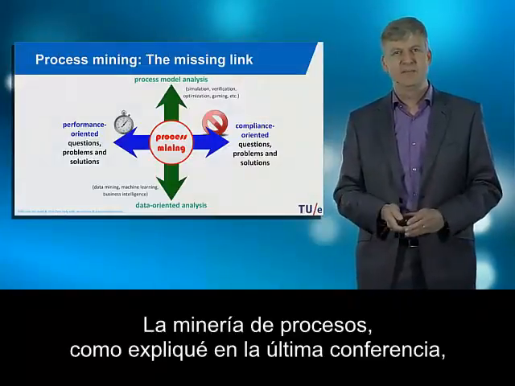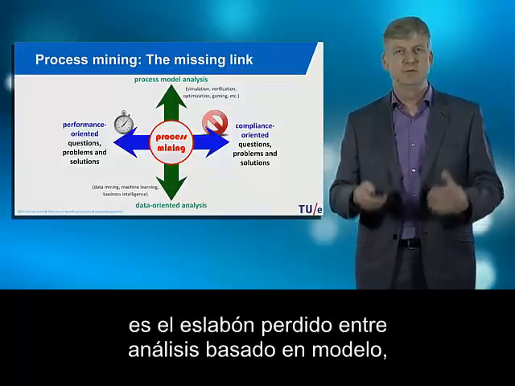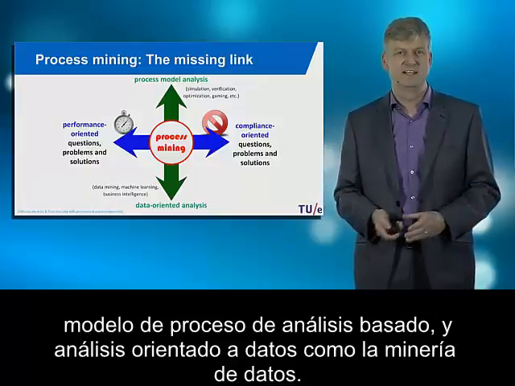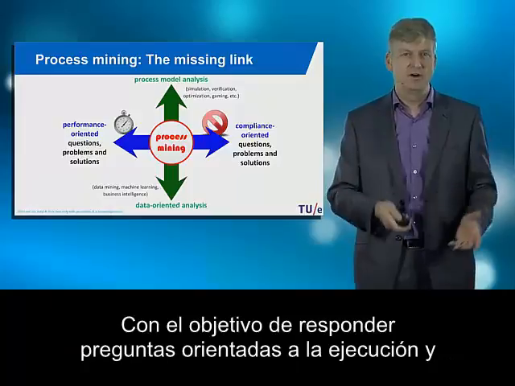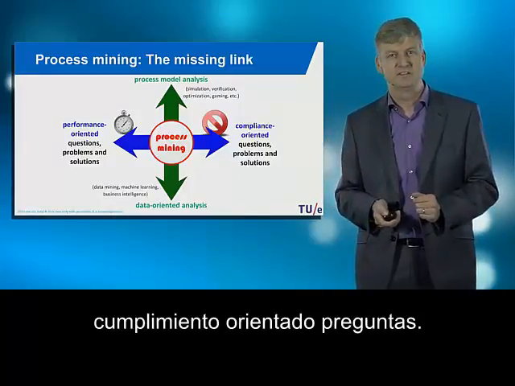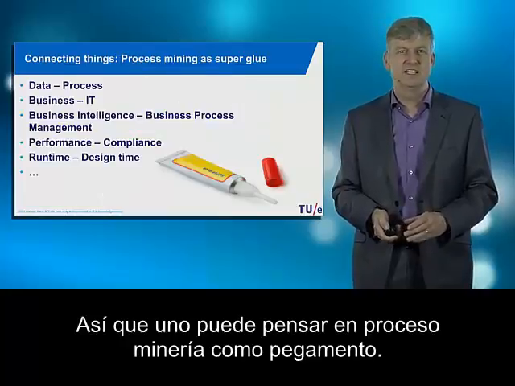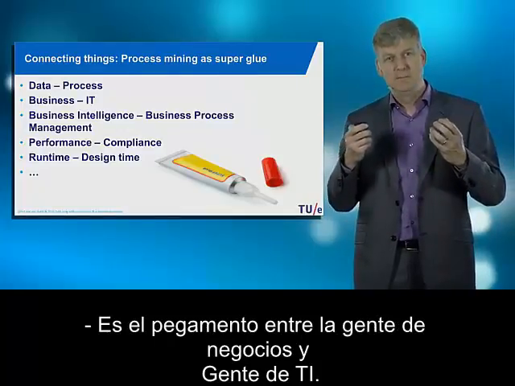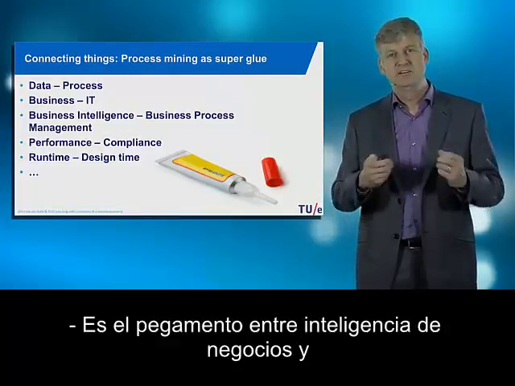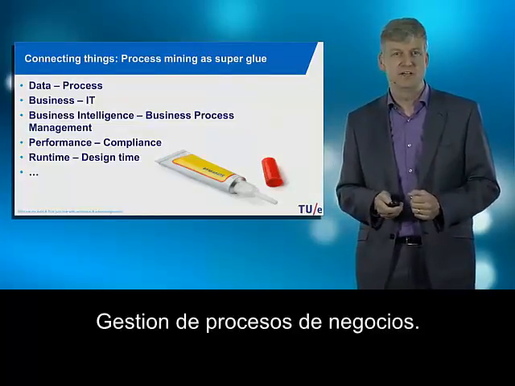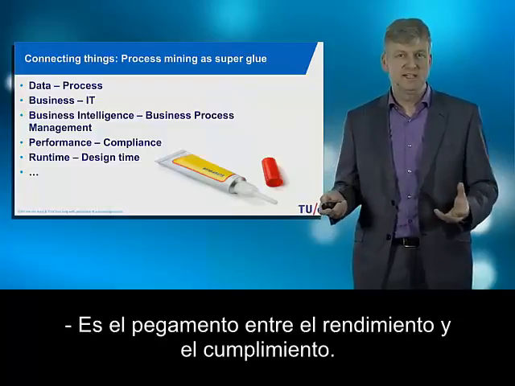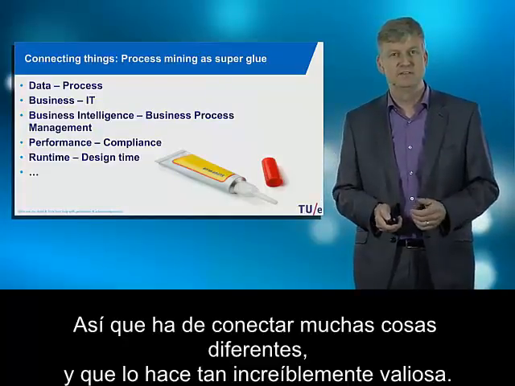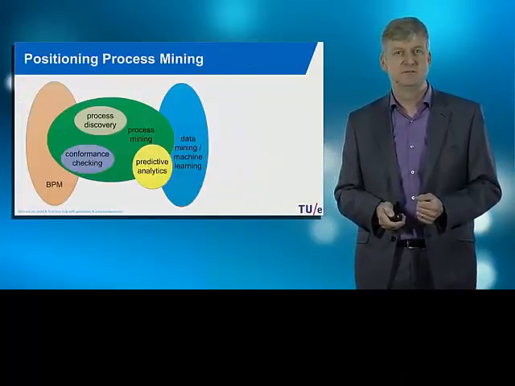Process mining, as I explained in the last lecture, is the missing link between process model-based analysis and data-oriented analysis like data mining, with the goal to answer performance-oriented questions and compliance-oriented questions. So one can think of process mining as superglue. It's the glue between data and processes. It's the glue between business people and IT people. It's the glue between business intelligence and business process management. It's the glue between performance and compliance. And you can do this at runtime and at design time. So it's connecting many different things, and that makes it so incredibly valuable.